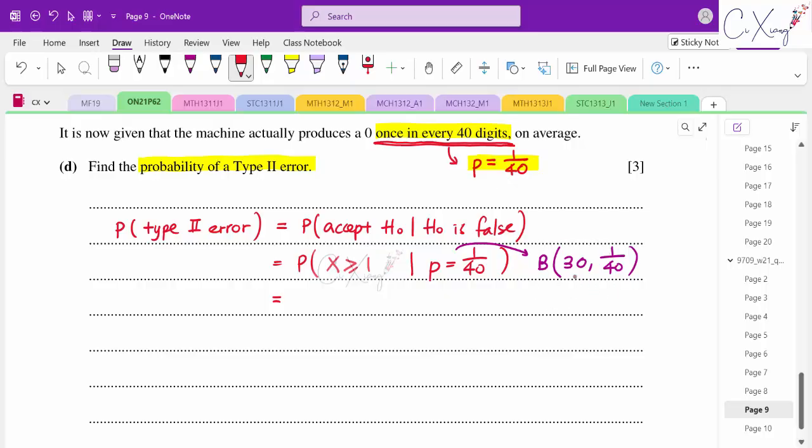The easier way will be I take 1 minus x equals to 0. So x equals to 0 means 30C0, 1 over 40 power 0, and also 39 over 40 power 30. So please use the new p now. Okay. Then from here, when you press the calculator, you should get 0.532 if I'm not mistaken. And this is correct to 3 significant figures as well.